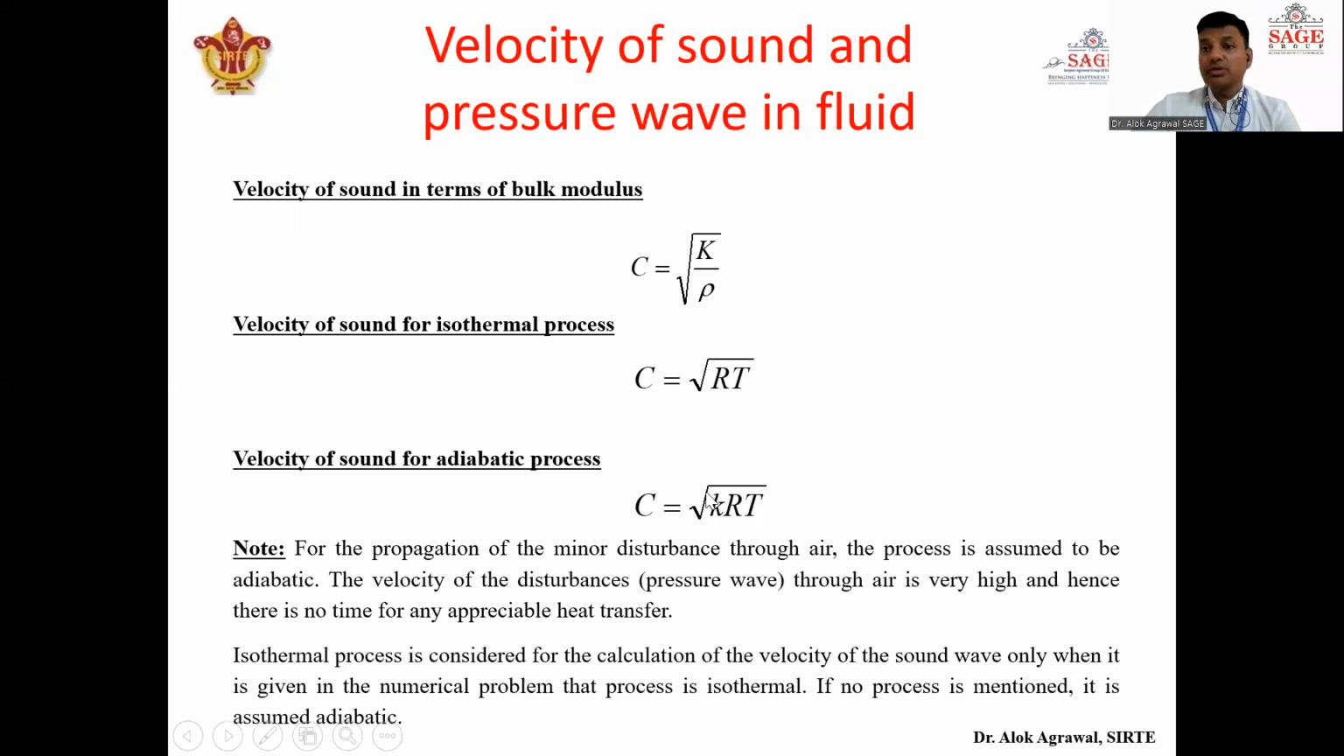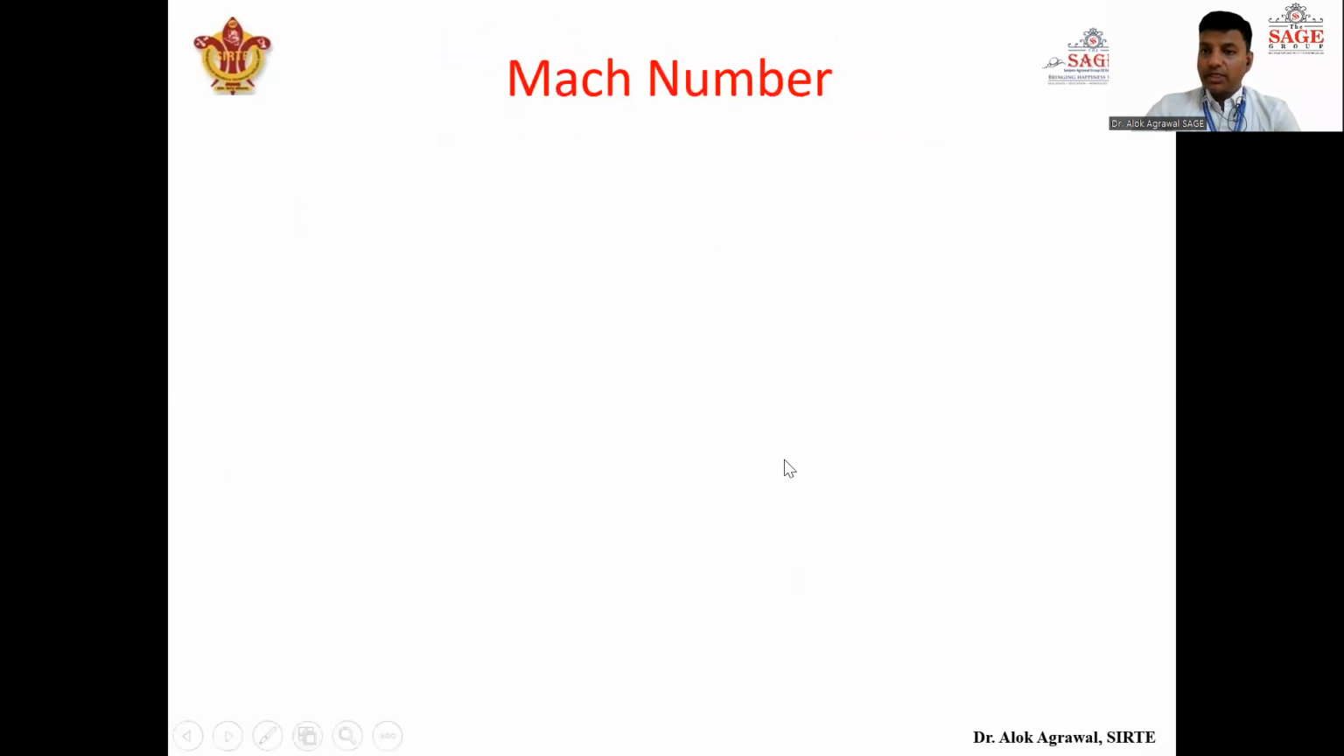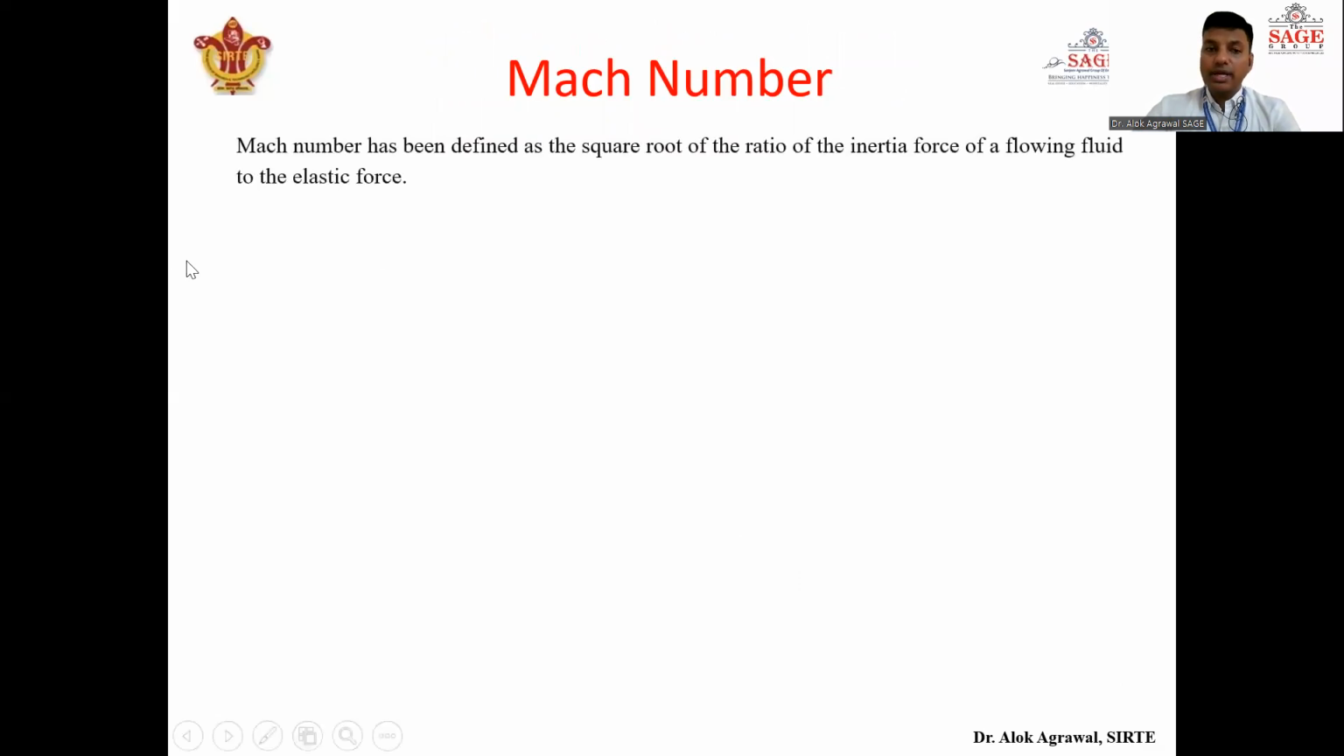We have to consider the process to be adiabatic unless it is given that the process is isothermal. So generally we will use these two formulas for calculating the velocity of sound. Okay, now let us move to the Mach number. That is a very important thing for compressible flow. So what is Mach number?